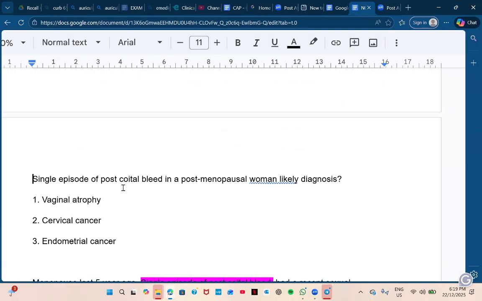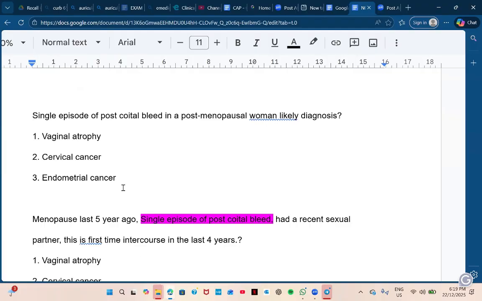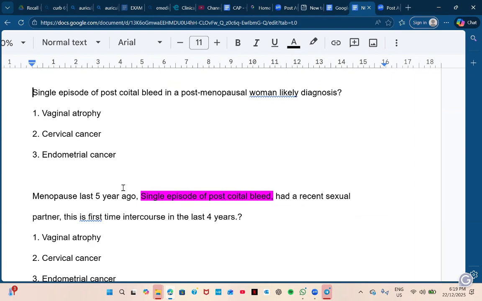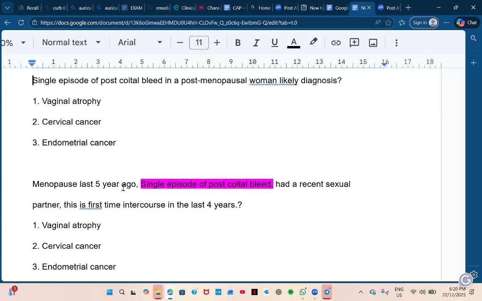The next question is: single episode of postcoital bleed in a postmenopausal woman, likely diagnosis? And we got the same question from two recallers. Menopause was 5 years ago. Single episode of postcoital bleeding, had a recent sexual partner. This is the first intercourse in the last 4 years. So what do you think? Type your answers in the chat. Then we will discuss.